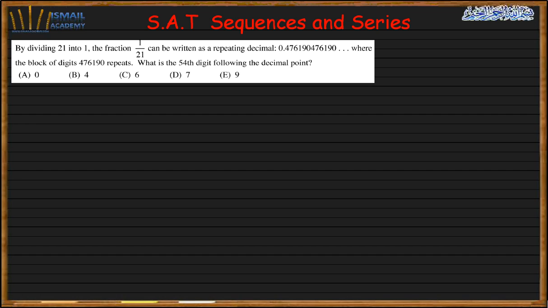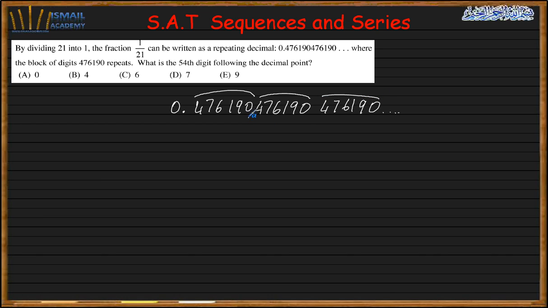By dividing 1 into 21, the fraction 1 over 21 can be written as the repeating decimal 0.476190 and so on, where the block of digits 476190 repeats. So what is the 54th digit following the decimal point? As you see here, we have a block of 6 repeating digits.